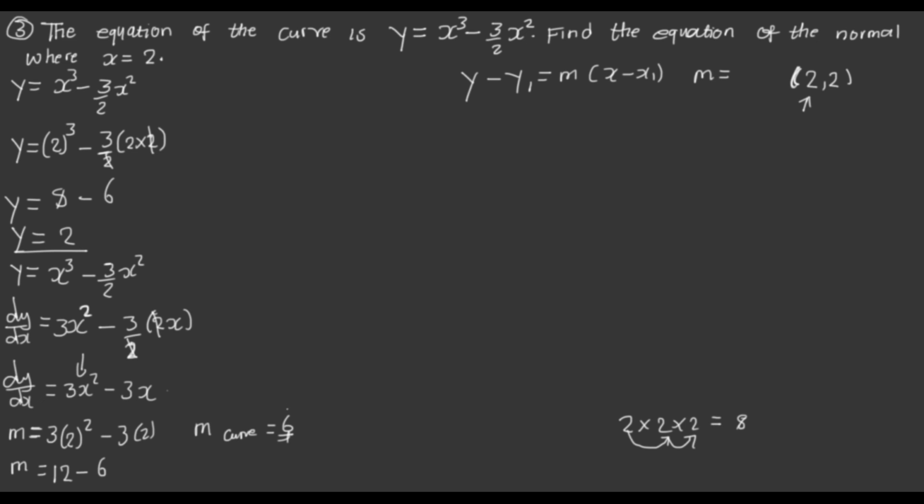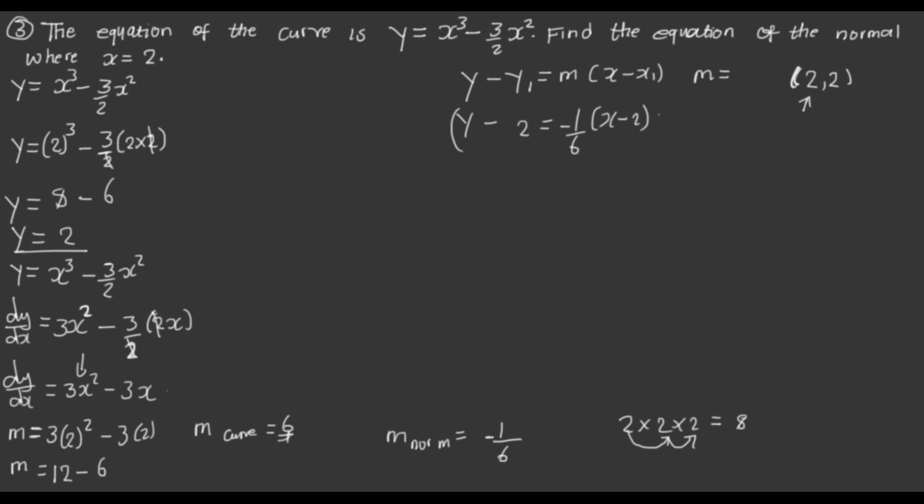Now remember, in order to find the gradient of the normal, it will be 1 over 6, since we have been given a gradient, and negative 1 over 6. So we can proceed here. We can say y minus y1, our y1 is 2. Then our gradient here is negative 1 over 6, times x minus x1.